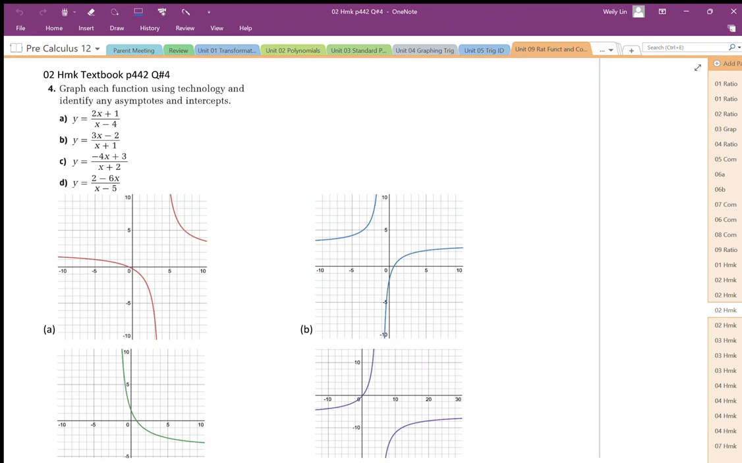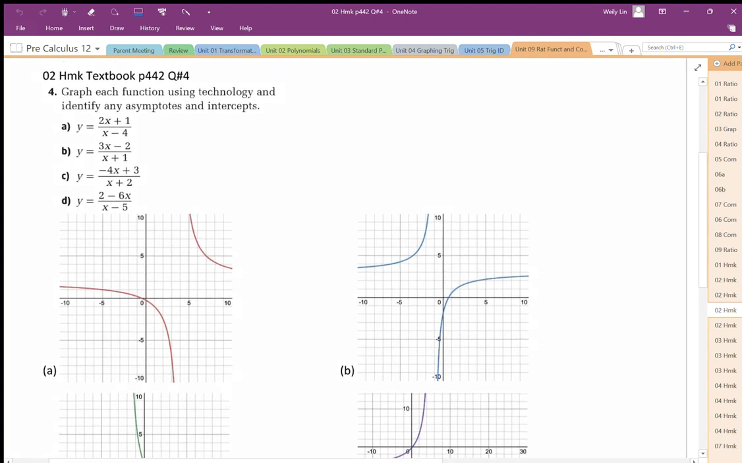This is question number 4 on page 442, and it says, graph each function using technology and identify any asymptotes and intercepts. So looking at A, I've graphed A here in red, we have (2x + 1) over (x - 4). The first thing we're going to look at is the denominator, x minus 4, and that gives us our vertical asymptote at positive 4. You can see right there.